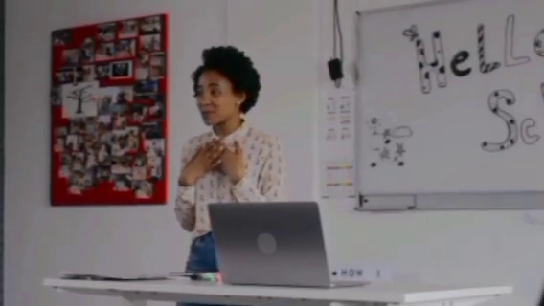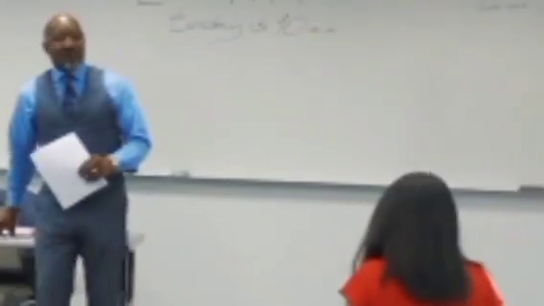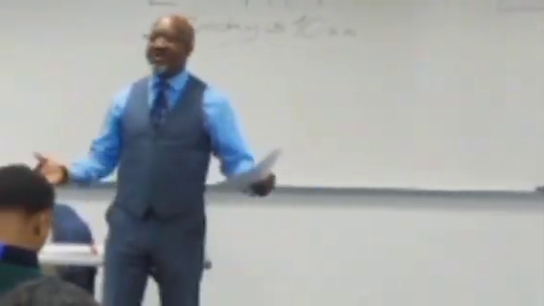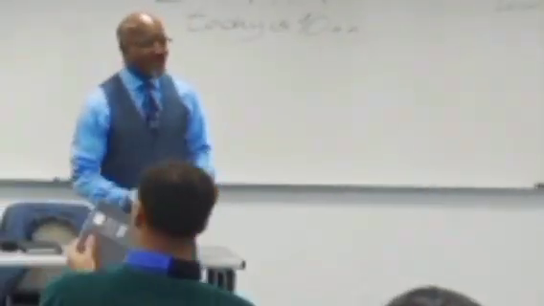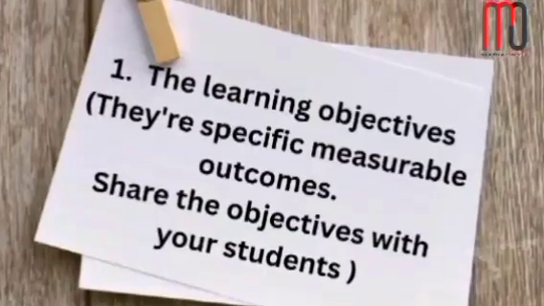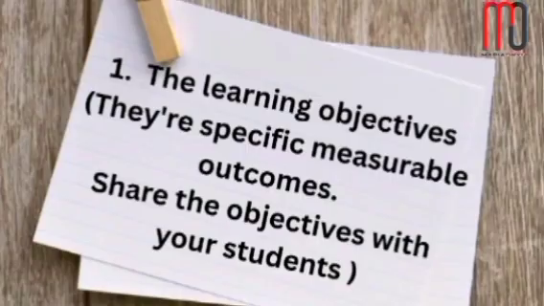So if the child is supposed to be able to define, you will write, be able to define a noun. If the child is supposed to use it in sentences, the child should be able to use nouns in sentences. If the child should identify, you say the child should be able to identify. So your lesson objectives must state what they should know and what they should be able to do. If they're supposed to summarize, write it there.